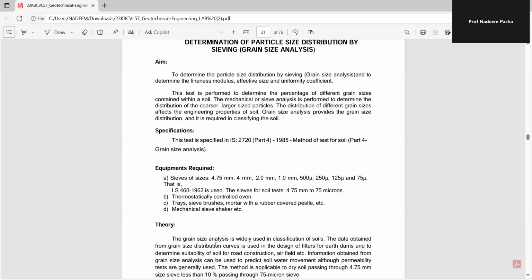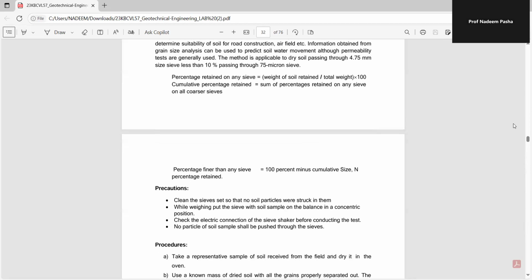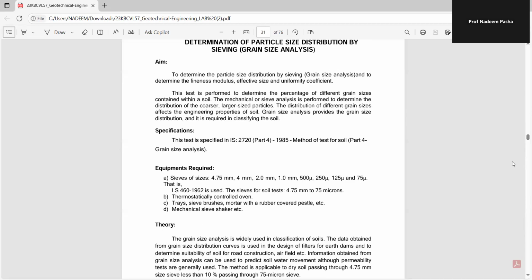Theory. The grain size analysis is widely used in the classification of soils. The data obtained from the grain size distribution curve is used in the design of filters for earth dams and to determine suitability of soil for road construction, airfield, etc. Information obtained from grain size analysis can be used to predict soil water movement, although permeability tests are generally used.